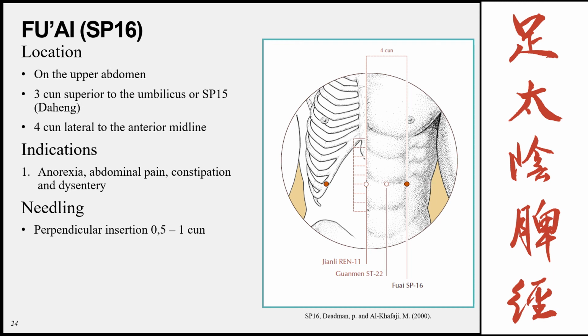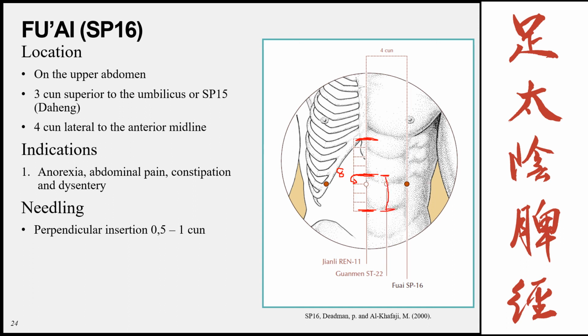And how we find that 3 tsun? We've got to find the sternocostal angle up here. And we've got to find the umbilicus. This distance is 8 tsun. We're going to divide it in half. And then we're going to go 1 tsun down. And how we do that 1 tsun is we eyeball this distance from here to here.